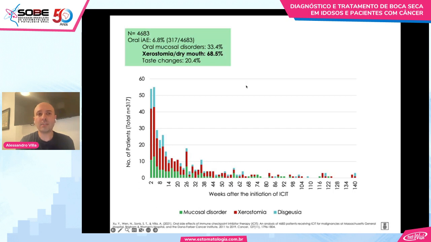And when we look at dry mouth, you see here that this is the number one oral complication from immunotherapy, so highly prevalent. And as you can see from the graph here, these tend to develop during the first few weeks of treatment with immune checkpoint inhibitors.